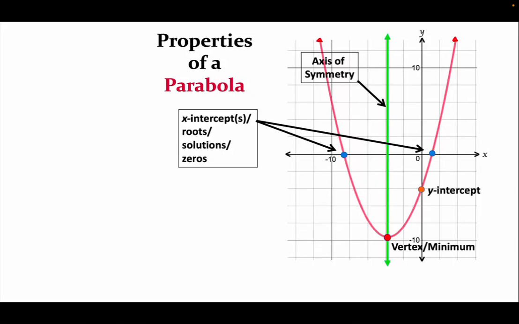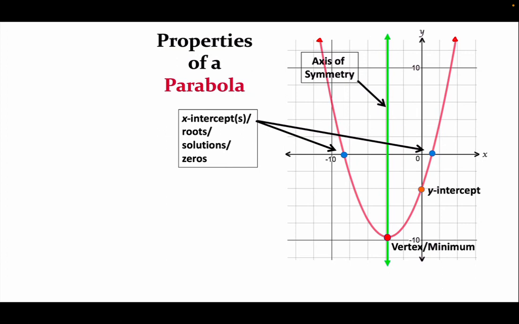Any paper that you fold in half, and it's the same on both sides. That crease, that's the axis of symmetry. That's the axis of symmetry. Okay? That's that green line right there. It cuts it in half. Everything on the left is the same as everything on the right.